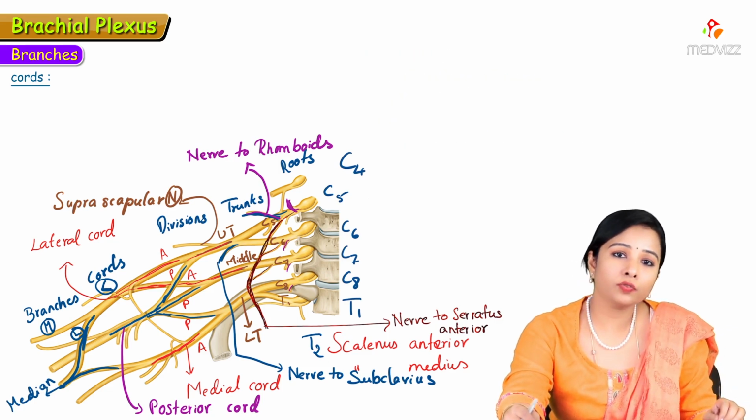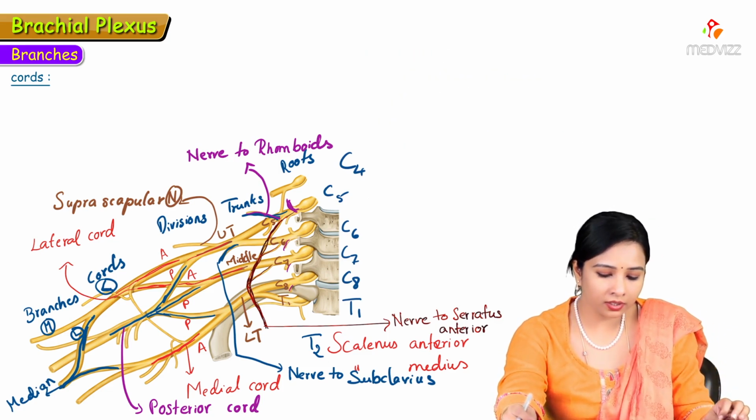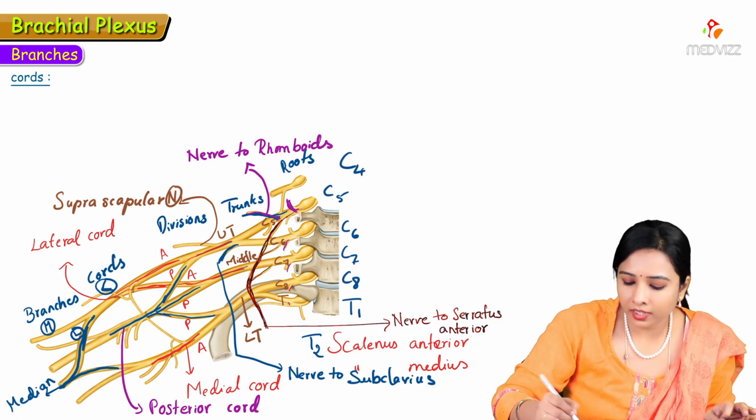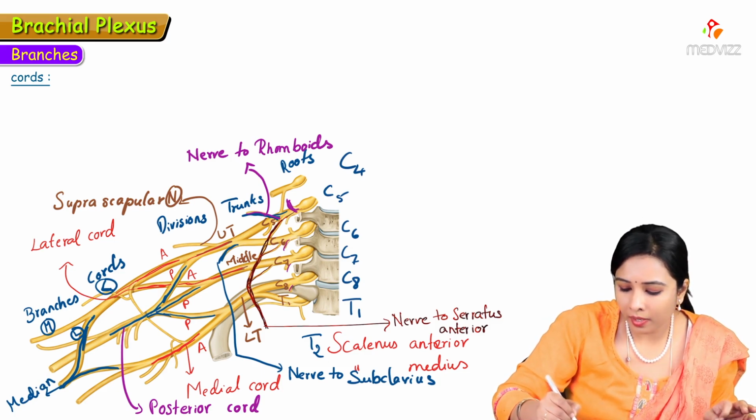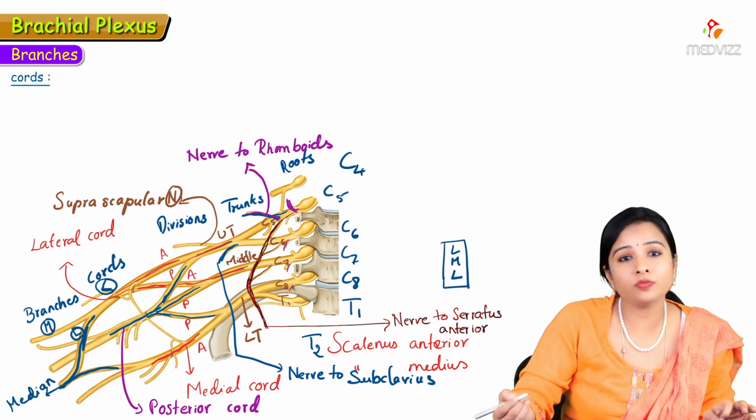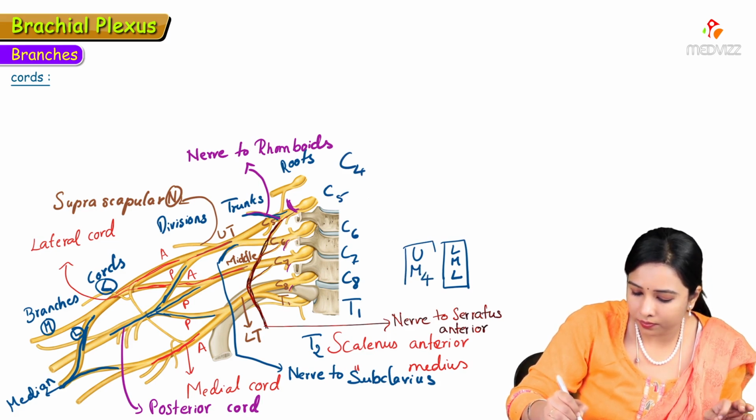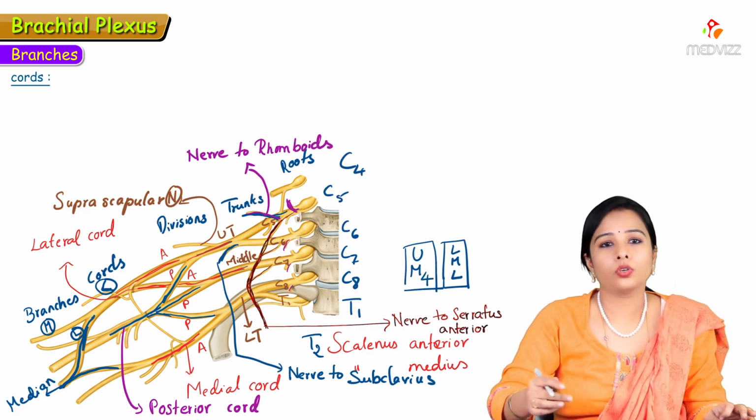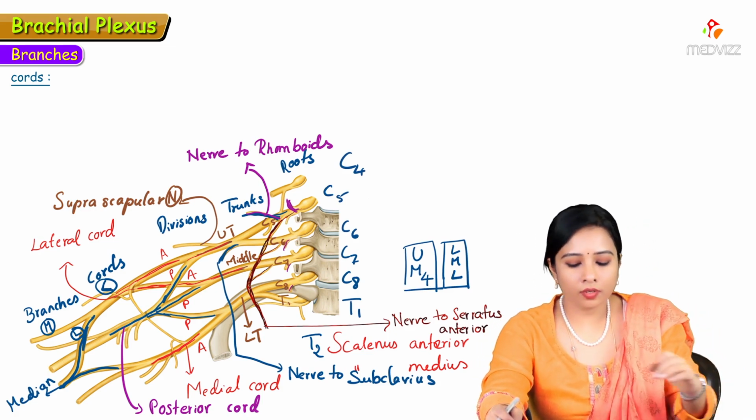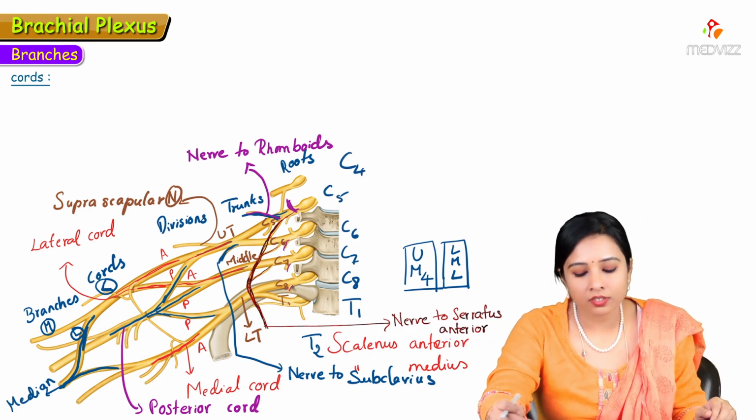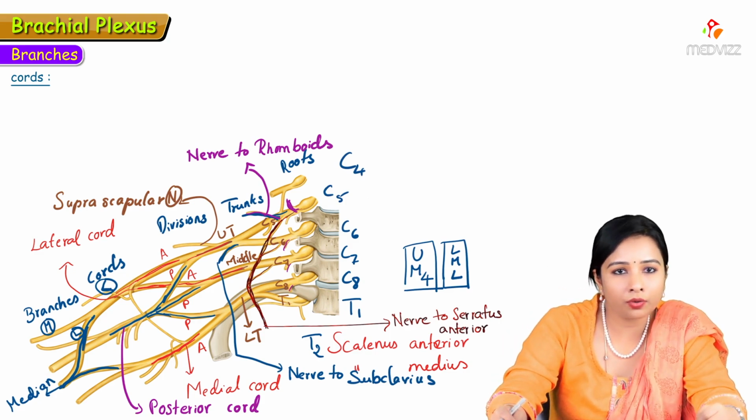Let's see the branches of the medial cord of brachial plexus. So for branches from the lateral cord, we remembered abbreviation LML. And branches from the medial cord of brachial plexus, you can remember as MUM4. U stands for ulnar nerve. M4 means there are 4 M's. So we'll start with the medial pectoral nerve.